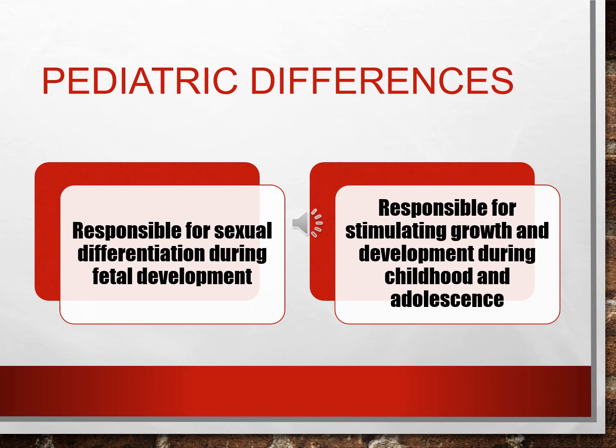Let's talk a little bit specifically about pediatrics. You've learned about the endocrine system for adults, so now let's look at those pediatric patients. Keep in mind that the endocrine system is responsible for sexual differentiation, and that happens during fetal development. It's also responsible for stimulating growth and development during childhood and adolescence, whereas that doesn't come into play when we learn about adult patients.